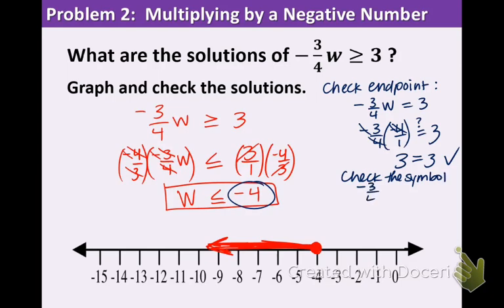Rewrite the inequality. And now, what kind of number do we have to plug in for the w this time? Any number that is smaller than negative 4. And because it's a fraction, that negative 3/4, I would choose a number that goes well with 4. And the smallest number that goes well with 4 that's smaller than negative 4 is negative 8. So I'm plugging in a negative 8.